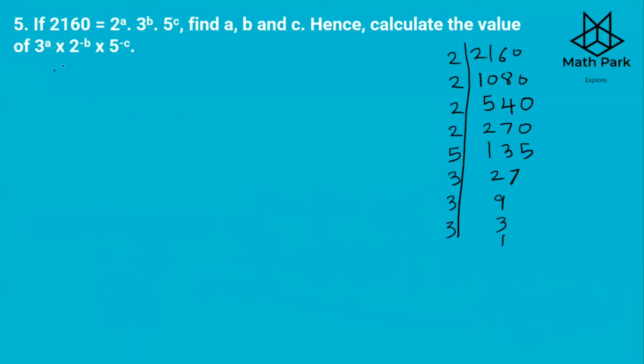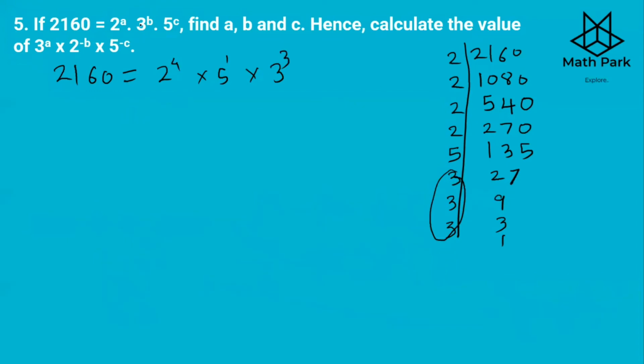So we have now got 2160 as the product of primes: 2 to the power 4 into 5 to the power 1 into 3 to the power 3. So 3 is 3 times, 5 is 1 time, and 2 is 4 times. Got it? Now we compare this over here.